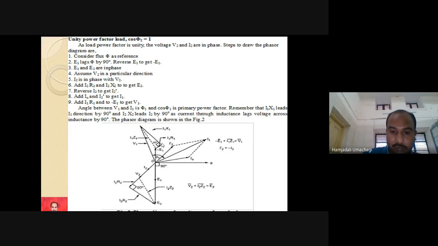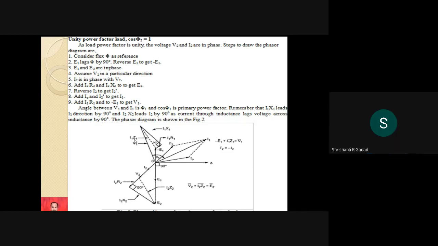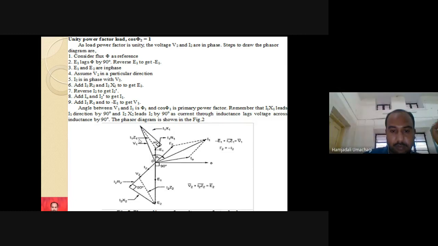Minus E1, I1 R1, I1 X1. If I add minus E1, I1 R1 and I1 X1, then I will be getting this V1. This line is your V1. And this dashed line is the combination of R and X, that is the impedance drop. So this is I1 R1 and this is I1 X1, and its combination is this dotted line, that is I1 Z1.